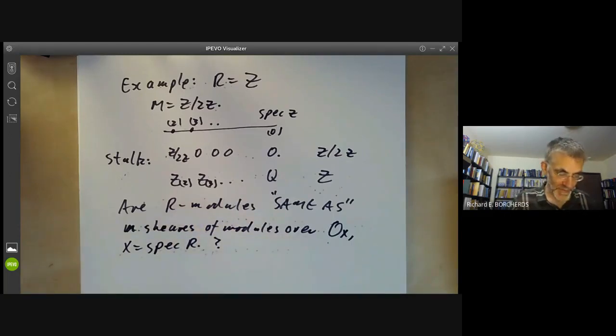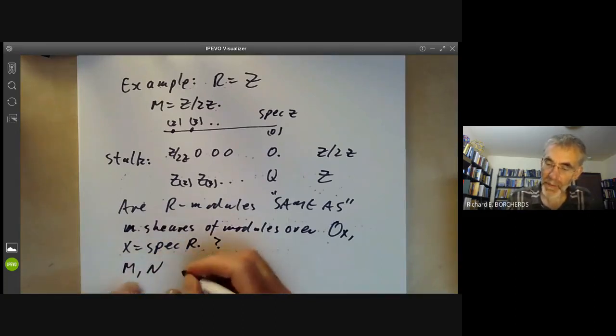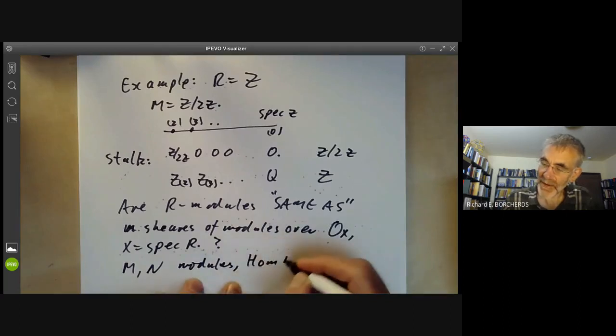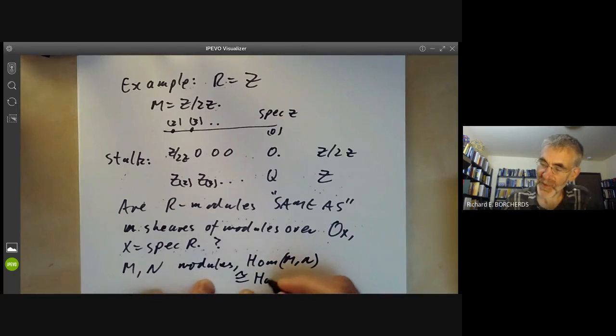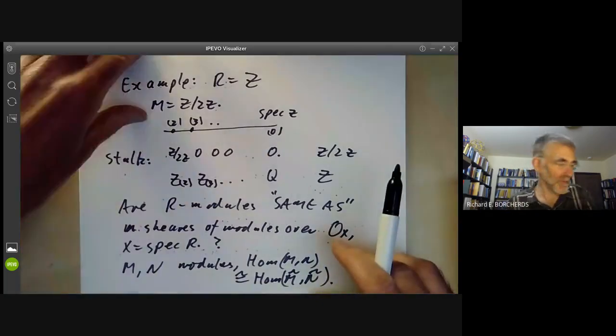And it's easy to check that if M and N are modules, then Hom of M to N is essentially the same as the homomorphisms from M twiddle to N twiddle. So what we're really asking, when we ask, are modules the same as sheaves of modules, we're asking, are they equivalent categories? And the morphisms in both turn out to be the same. However, there's a bit of a problem.